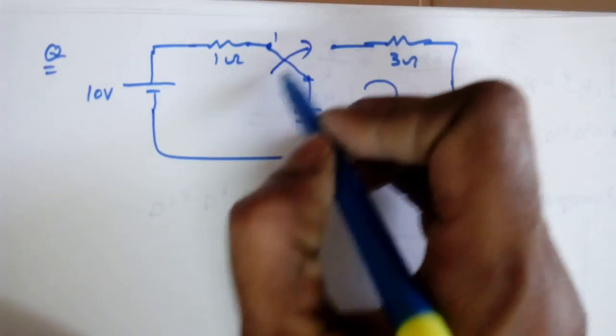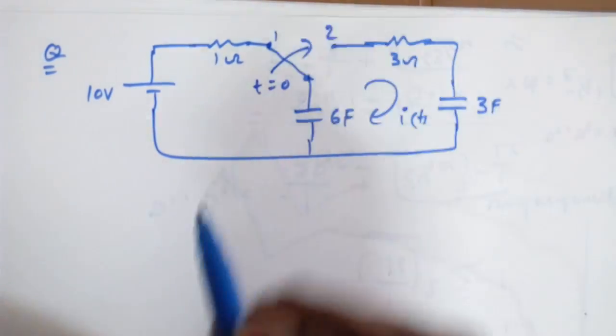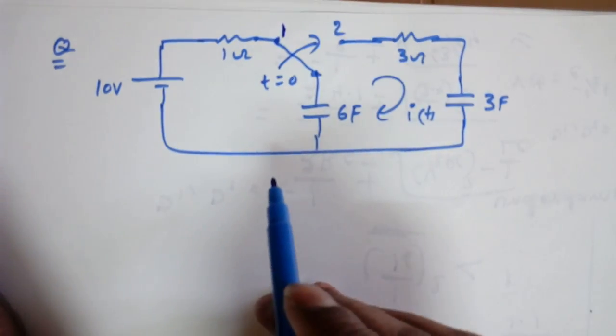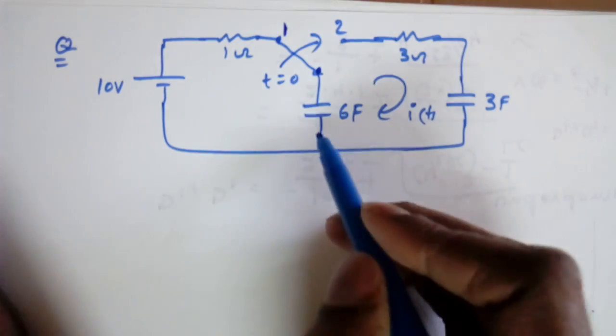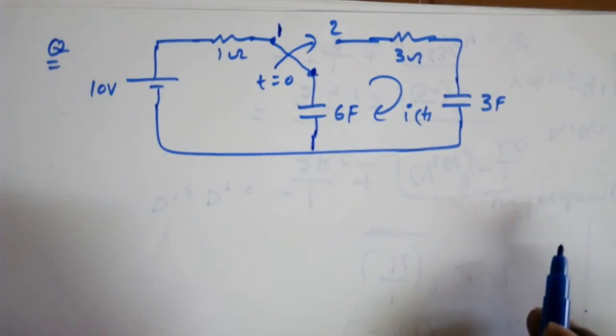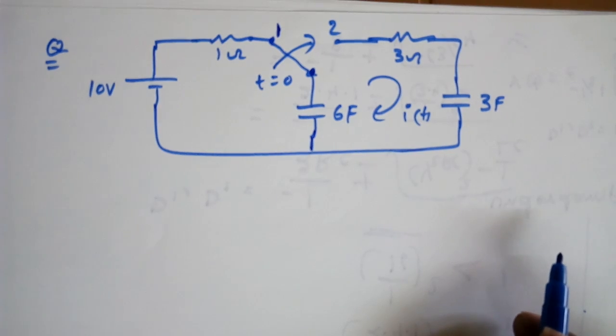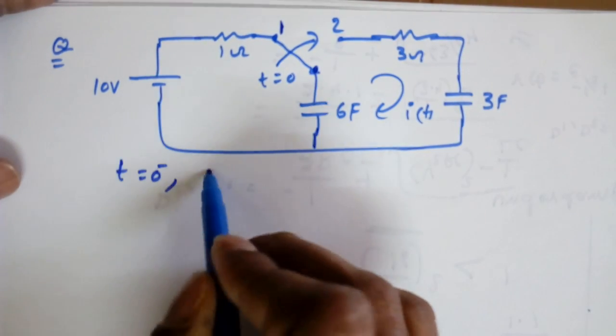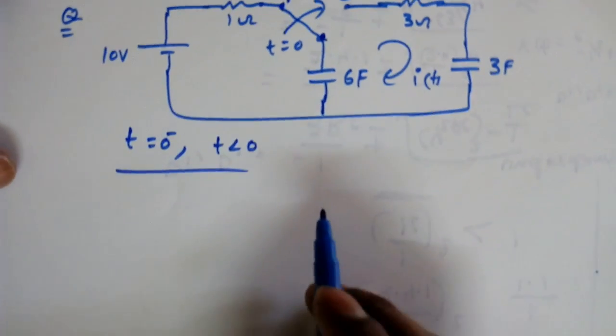This switch is moving from position 1 to position 2 at t equal to 0. We can use the transient approach, a simple RC network, to find this i of t. This same circuit can be solved by the Laplace domain approach. First we will find the initial values at t equal to 0 minus, or t less than 0.